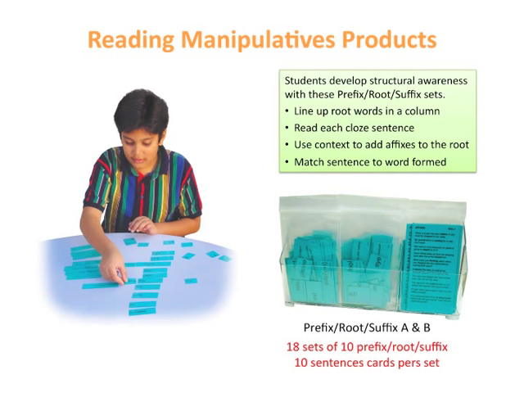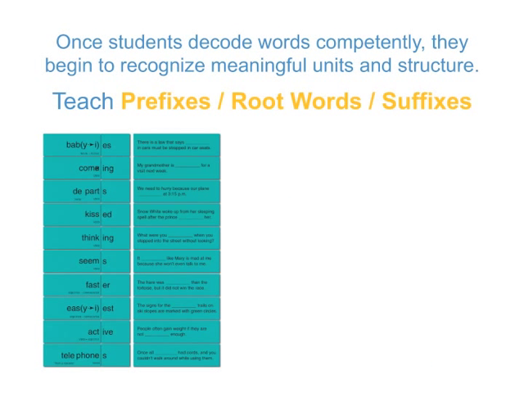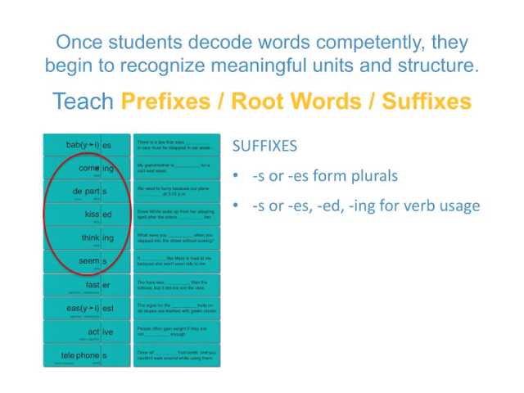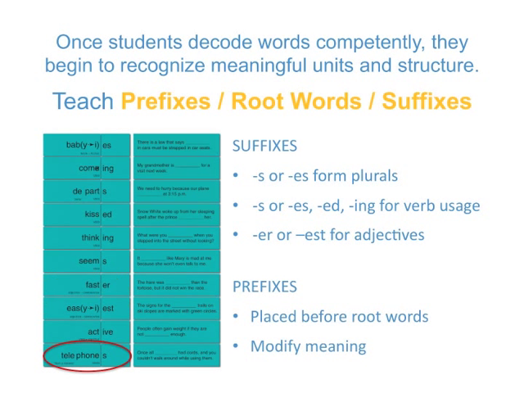Understanding how affixes are used as structural components of words teaches decoding and encoding skills. The 18 sets in each level build structural awareness. Each set has suffixes that form plurals on nouns, that are added to verbs to form tense, or added to adjectives for comparative or superlative forms. Some prefixes are also added to modify meaning.